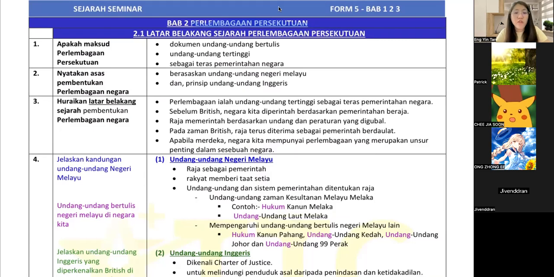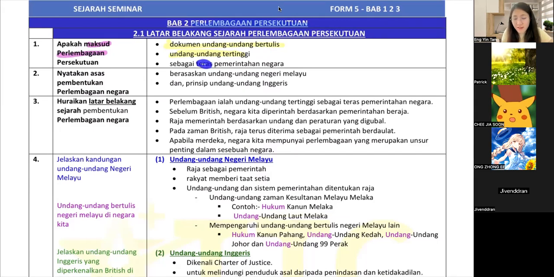Constitution, perlembagaan persekutuan. So what is perlembagaan? Maksud perlembagaan: it is a document, undang-undang bertulis, undang-undang tertinggi. I always mention this in class. See, the one is kuasa tertinggi. Just now we mentioned the power, power is kuasa. Here it is undang-undang. So you see, we have the power to create the law.